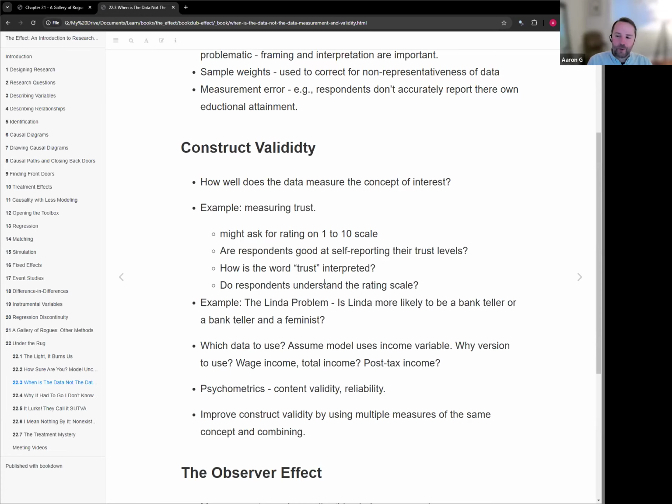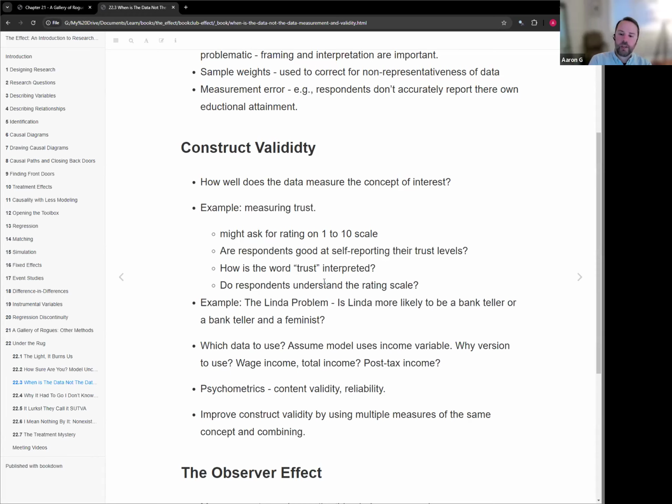And more people respond by saying she's more likely to be a bank teller and a feminist. But that's impossible, right? If you just think about the laws of probability, the probability of being a bank teller has to be greater than or equal to the probability of being a bank teller and a feminist. Just how probability works. So people are not 100% logical. I think that's the deal with that. So be careful. It's an interesting, useful example to think through.